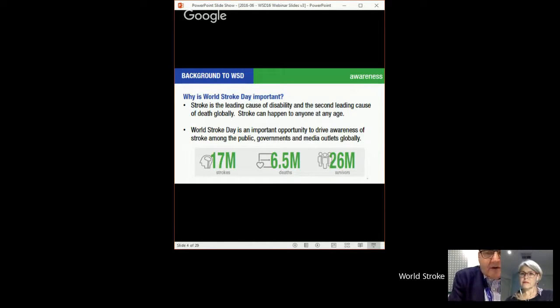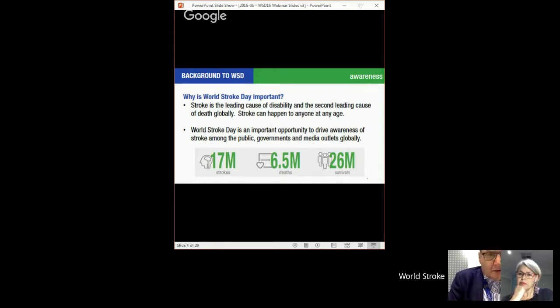We have a massive global challenge, and this challenge is getting bigger and bigger every year. There are around 17 million new strokes every year, and these don't just affect old people, they affect young people as well. Stroke is a leading cause of disability, and unfortunately it's a major cause of death. Around 6.5 million deaths every year are attributable to stroke, and many of the 26 million survivors are affected in some way by stroke, physically or mentally, and importantly are at risk of further stroke. So we need to do more to tackle this global challenge.